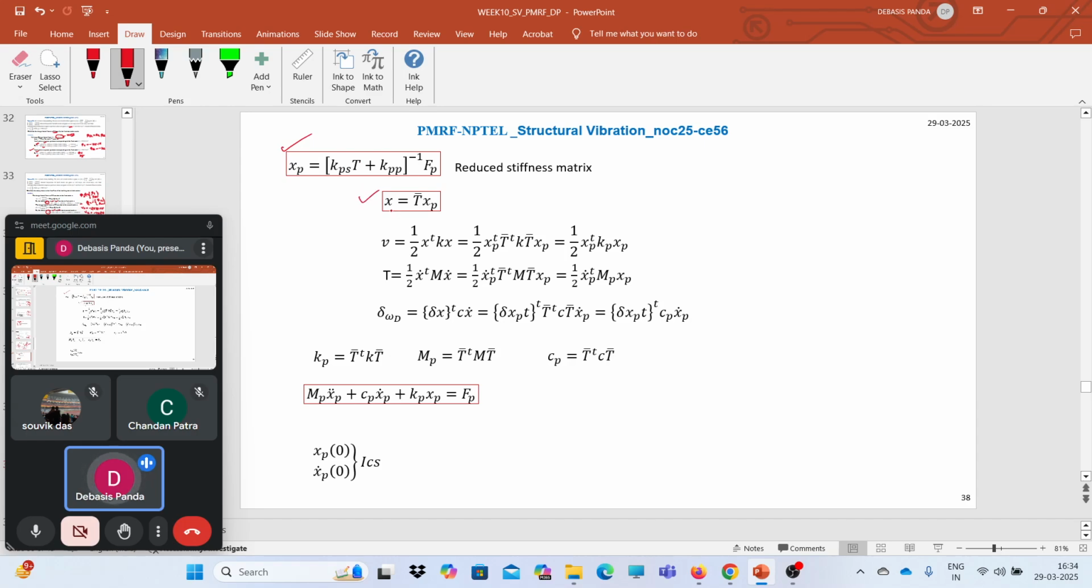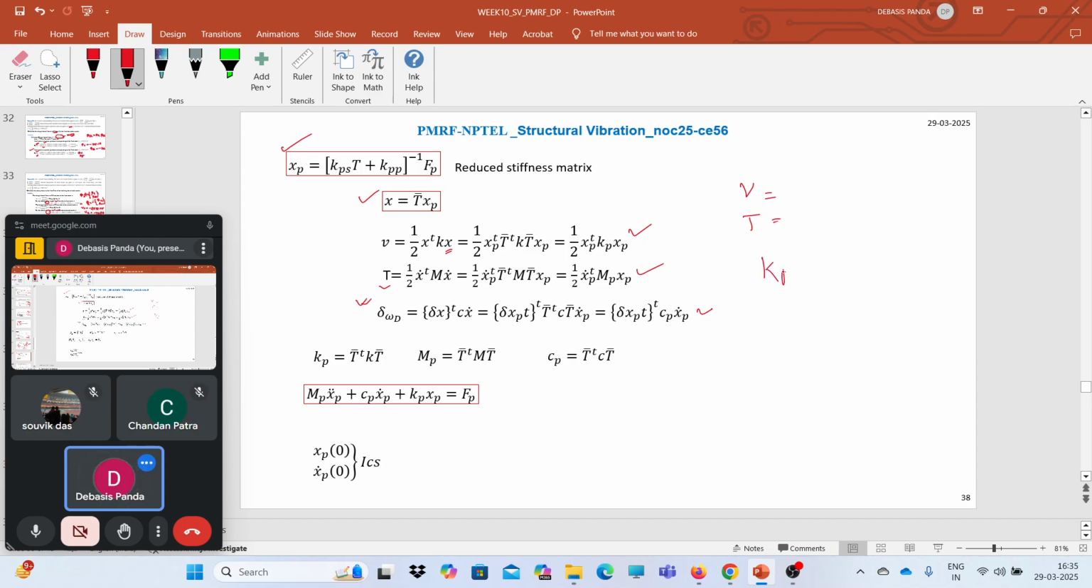Now we also have this transformation, x is equal to T bar into xp. Now we can easily calculate the potential energy V and the kinetic energy T, right? The potential energy is nothing but half x transpose K x. If you simplify it, it comes as this, and the kinetic energy is half x dot transpose M x dot, like half into x dot square, and here K into x square. So those things get simplified, and using the concept of virtual displacement, we can also get the information about the damping.